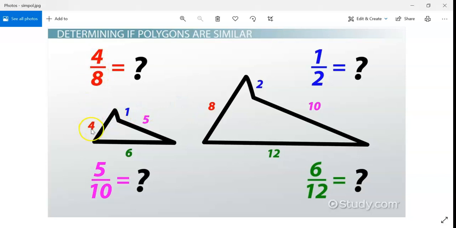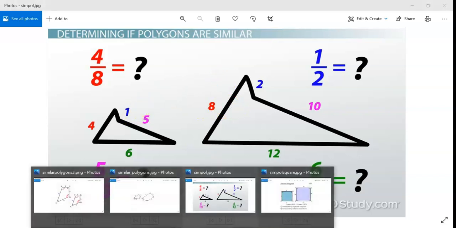4 over 8. If I went from 4 to 8, what did I do? If I went from 1 to 2, what did I do? If I went from 5 to 10, what did I do? If I went from 6 to 12, what did I do? And you can see the common ratio. The common ratio from the first one to the second one is 1/2. All of these have the same common ratio.